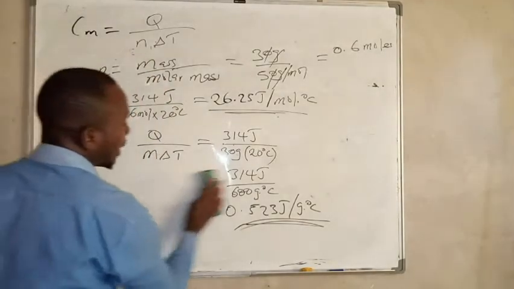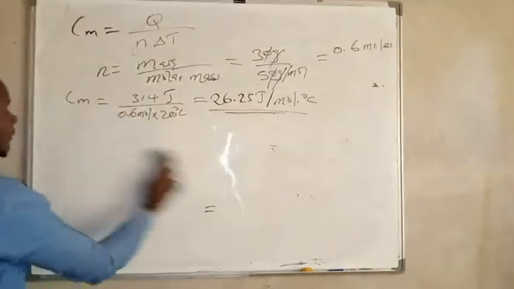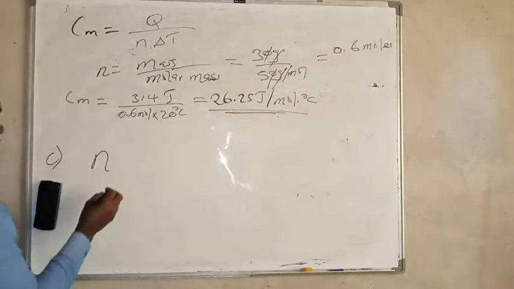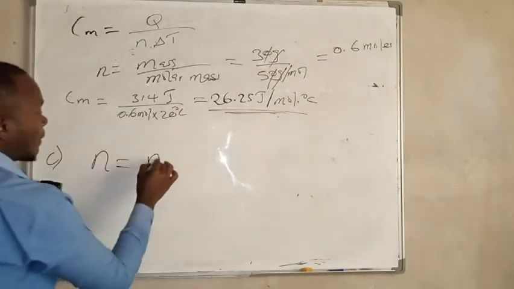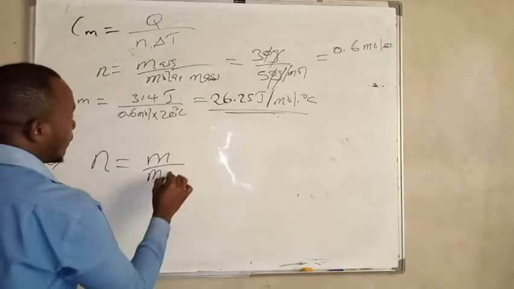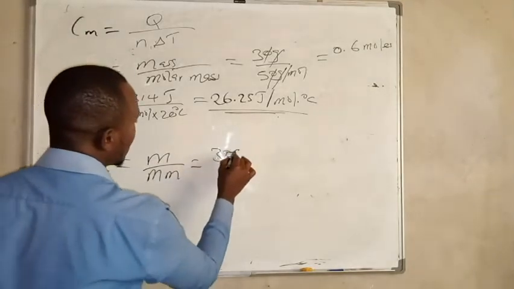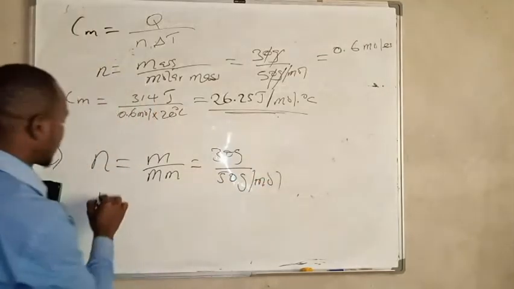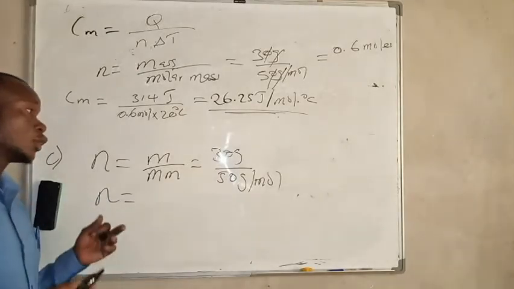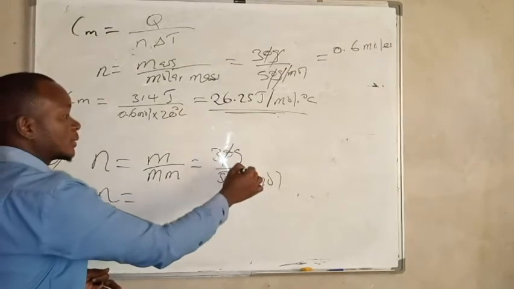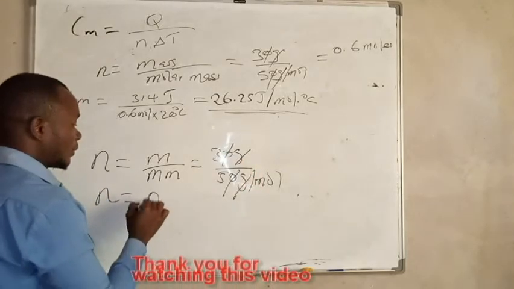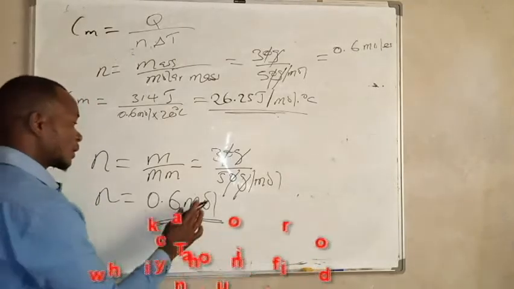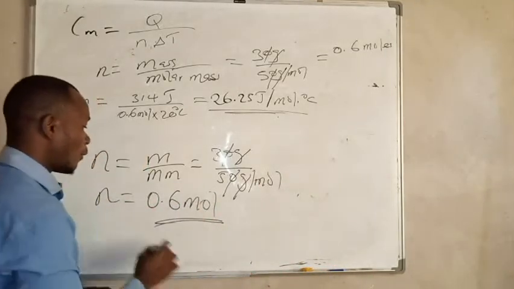And finally, C, the number of moles is equal to mass over molar mass, which is 30 over 50 grams per mole. Our n is going to be, the grams cancel, and what we're going to have is 0.6. So this is the value for the number of moles.